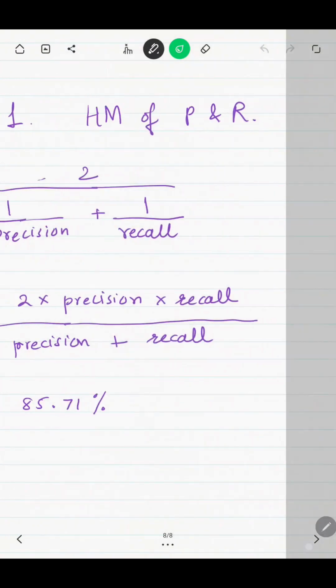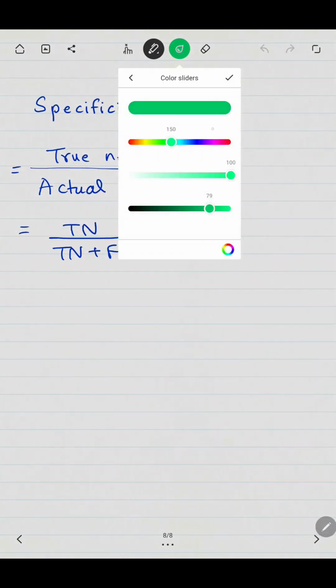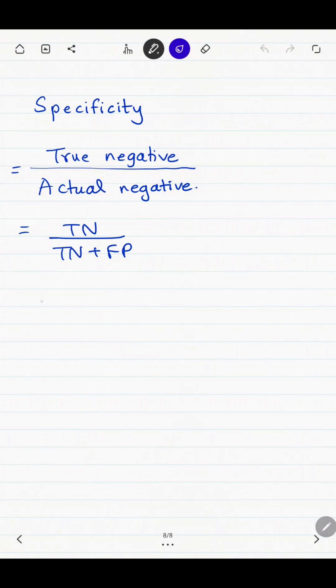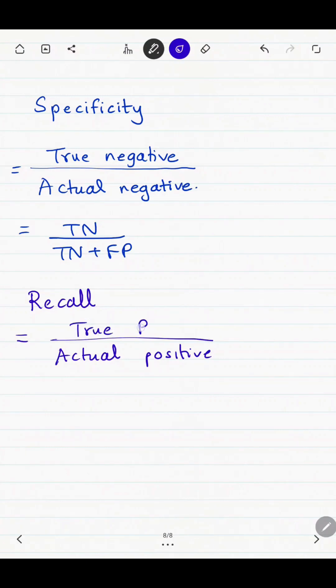So which measure is it almost similar to? It's similar to recall. In case of recall, we had seen the row of actual positives and the numerator was true positives. Here in case of specificity, the row is of actual negatives. So the denominator is the sum of actual negatives and the numerator is true negatives. So here it comes out to be 80%.